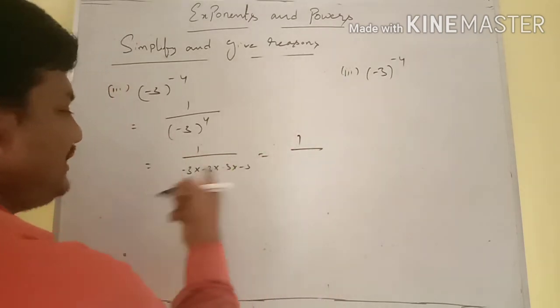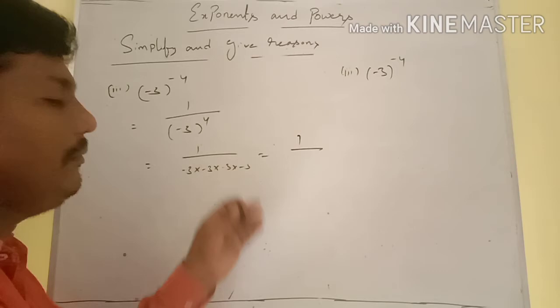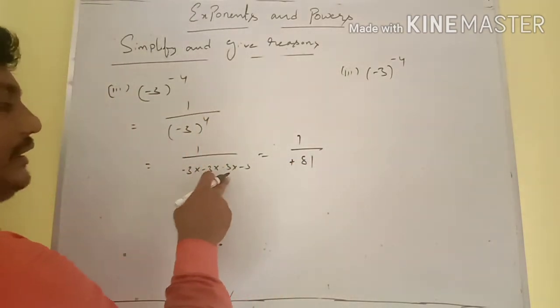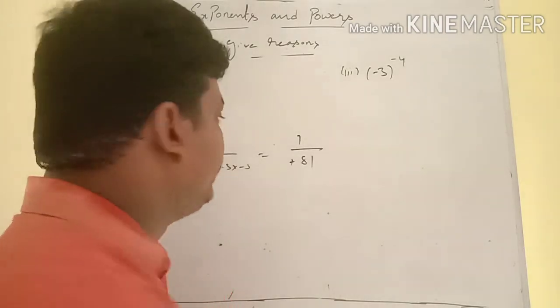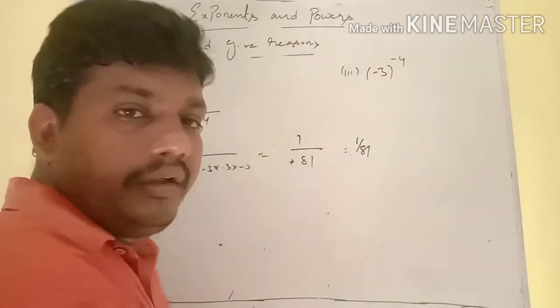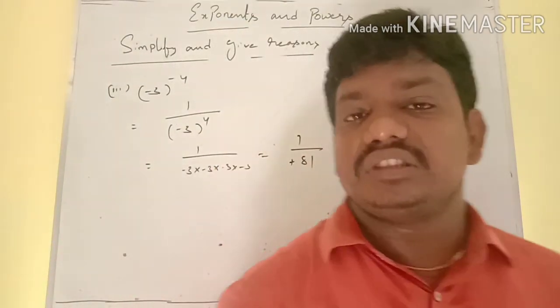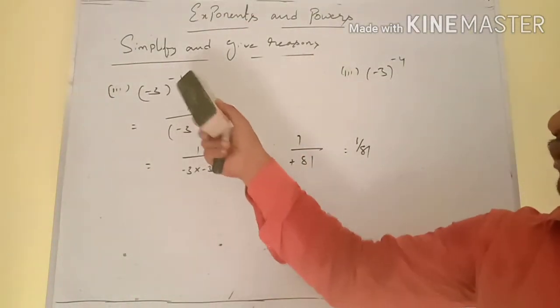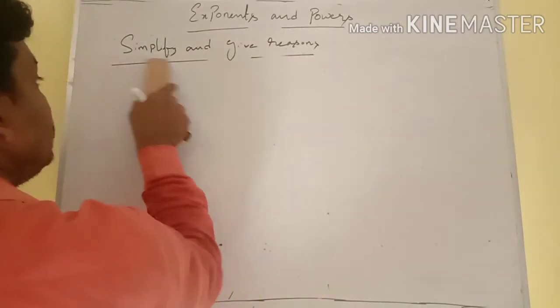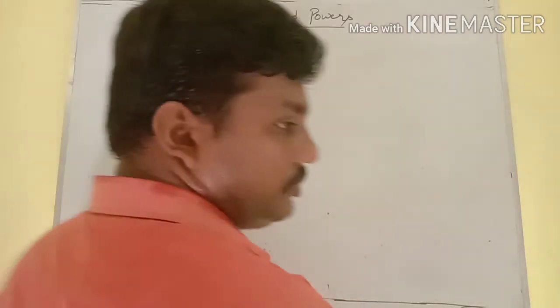So we know that when minus is repeatedly multiplied an even number of times, it is plus. This is plus 81. 3 3s are 9, 9 3s are 27, 27 3s are 81. The answer is 1 by 81. This is how to simplify the given values. Next we are going to see some more examples of how to solve this kind of question.